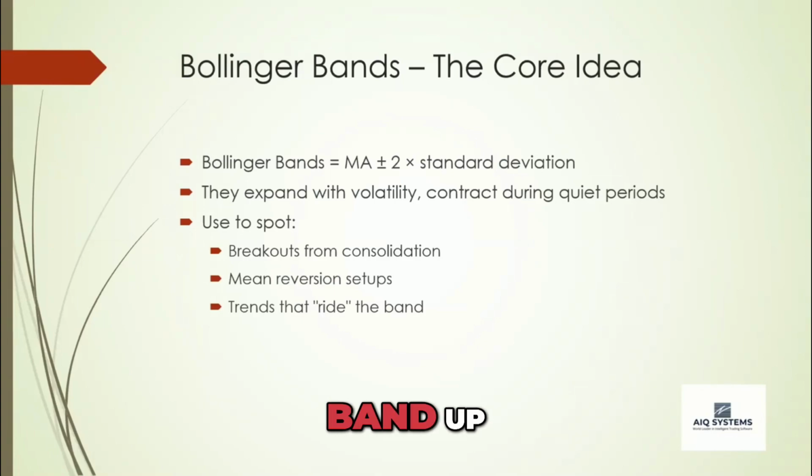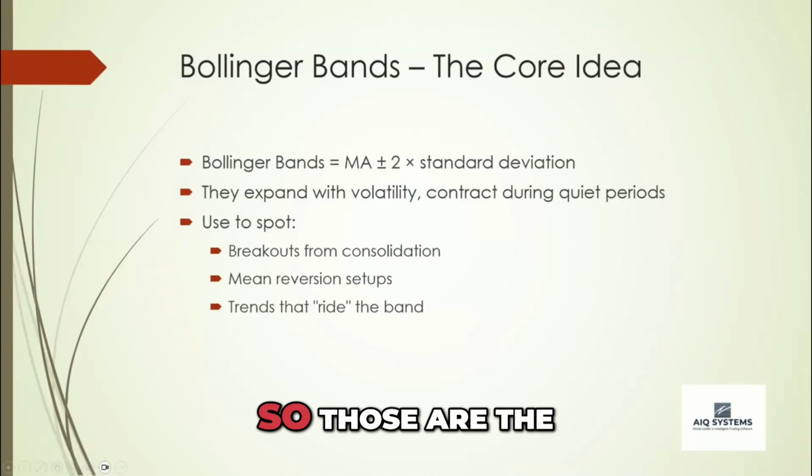So it rides the band up or down. And this can be on one side or the other side of the band, but it has to be fairly close to the band itself. So those are the 3 things that we look at for Bollinger Bands.